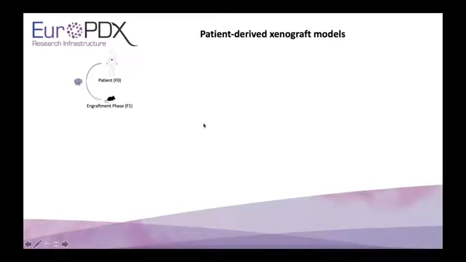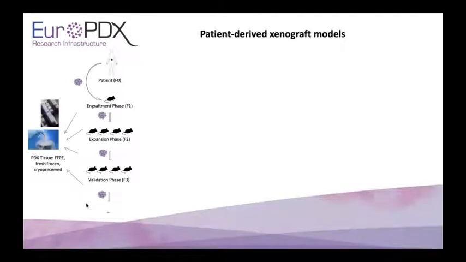Some of you may not be fully familiar with patient-derived xenograft models. They are established by implanting a tumor fragment or a biopsy from a patient in an immunodeficient mouse. The tumor grows in the mouse with a particular success rate, and upon reaching a maximal size, the mouse is sacrificed and the tumor can be reimplanted in a second generation of mice, or second passage. This can continue over several passages.